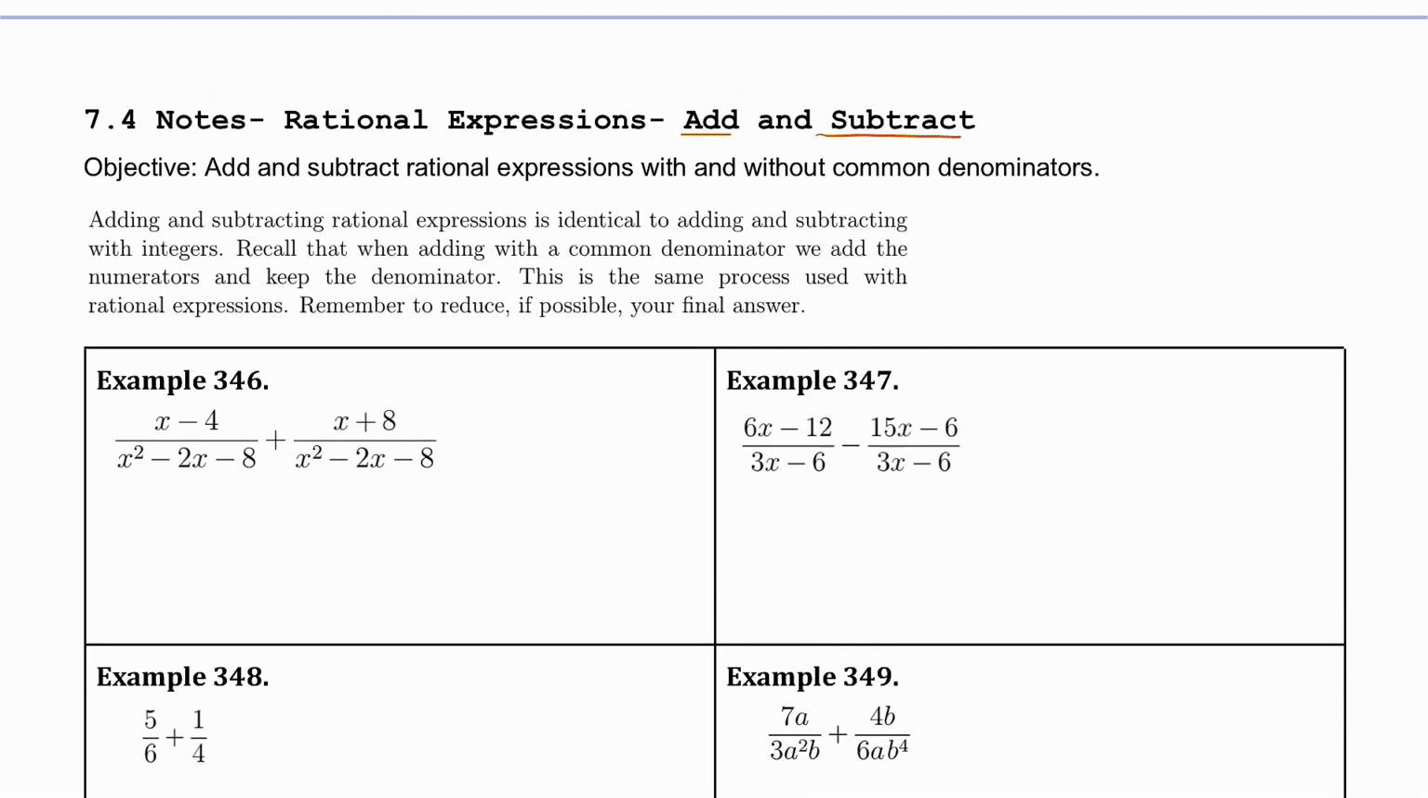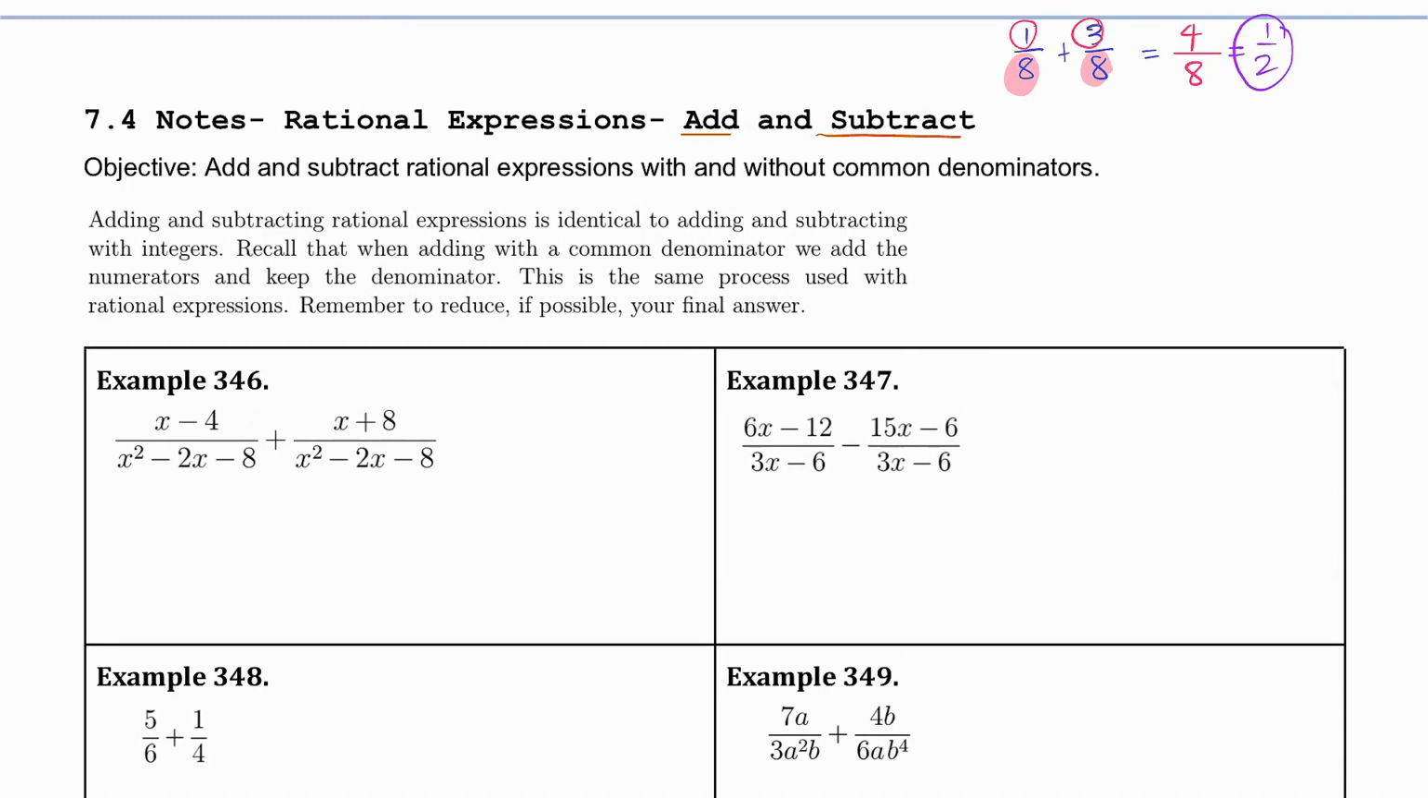So if we have something like this, 1/8 plus 3/8, when we are adding and subtracting fractions, we must have a common denominator. If we don't have a common denominator, we can't add them as they are. So in this case, we do have a common denominator. So we keep that denominator the same, and we add our numerators. So 1 plus 3 gives me 4, so we get 4/8. After we've added them, we always see if we can simplify. 4/8 is going to simplify to be 1/2.